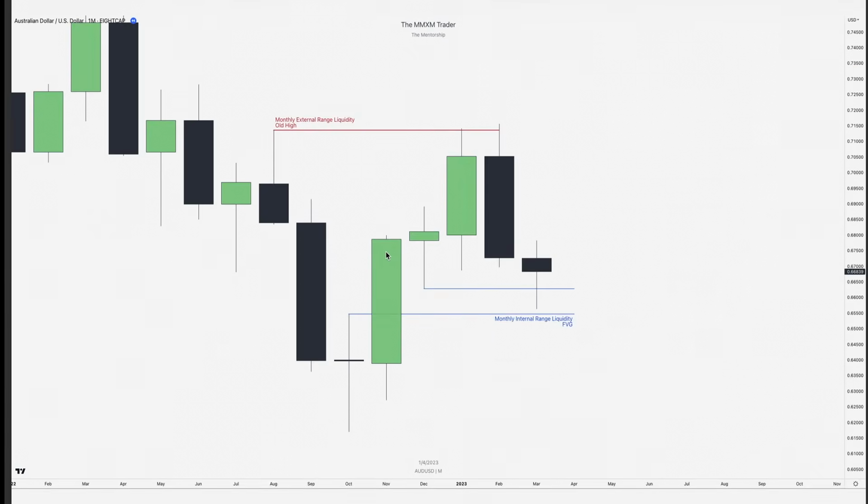So here's an example of the Australian dollar on the monthly chart. And remember, we're covering internal to external, external to internal plays on market maker models. We take external range liquidity defined by the swing high. The market takes the external, then it draws to internal defined by a fair value gap. From here to here to here on a daily time frame is a market maker sell model.